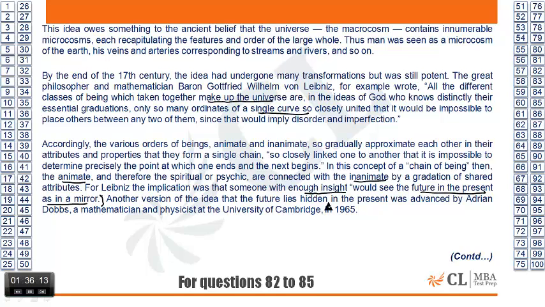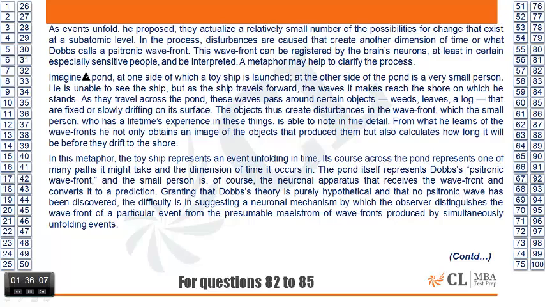Another version of the idea that the future lies hidden in the present was advanced by Adrian Dobbs, a mathematician physicist at the University of Cambridge in 1965. As events unfold, he proposed they actualize as a relatively small number of possibilities of change that existed at a subatomic level. In this process, the disturbances create another dimension of time and what Dobbs called the cytonic wavefront. This wavefront can be registered by the brain's neurons, at least in certain especially sensitive people, and be interpreted.